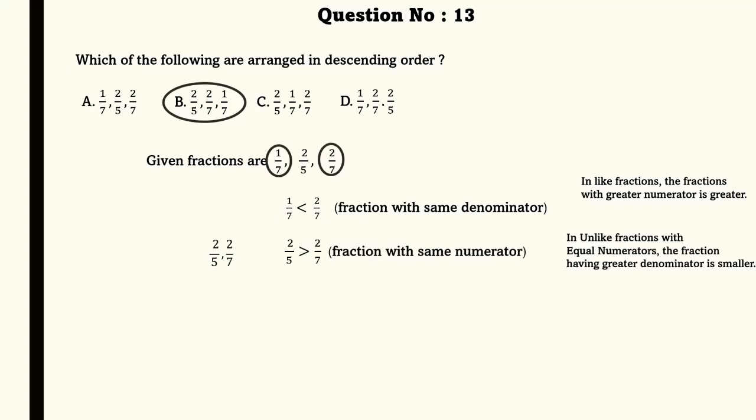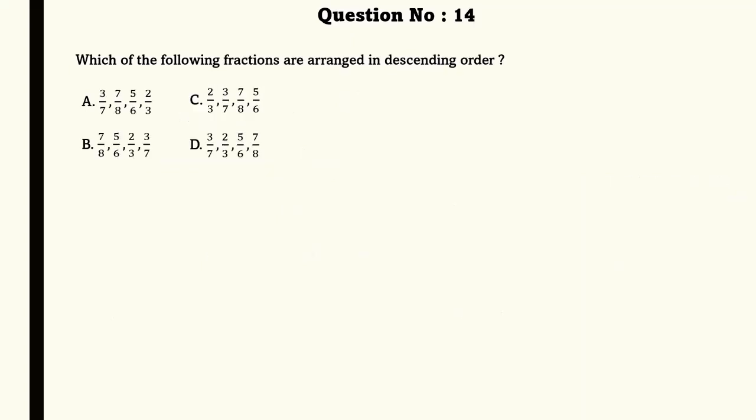In unlike fractions with equal numerators, the fraction having the greater denominator is smaller. Hence, 2 by 5 is greater than 2 by 7. So we can arrange the fractions in descending order as 2 by 5, 2 by 7 and then 1 by 7. Question number 14. Which of the following fractions are arranged in descending order?